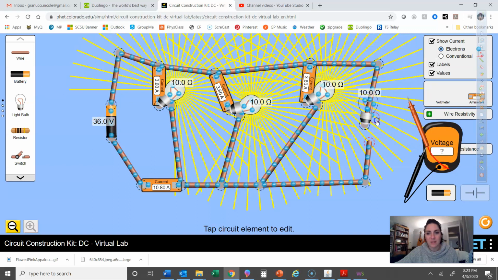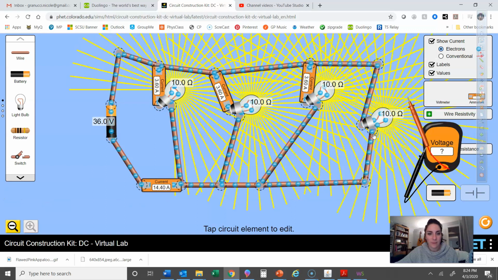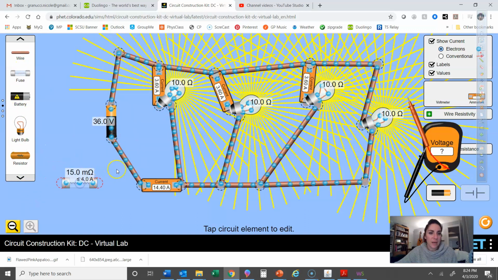Watch what happens when I add another branch. I want you to see this. So look at the current right here. Notice I got more, right? This is what happens when you have your hair dryer in, the vacuum going, the washing machine, the dryer. If you have too many things in the same circuit, you actually overload the battery, and that's where that fuse comes in, right?